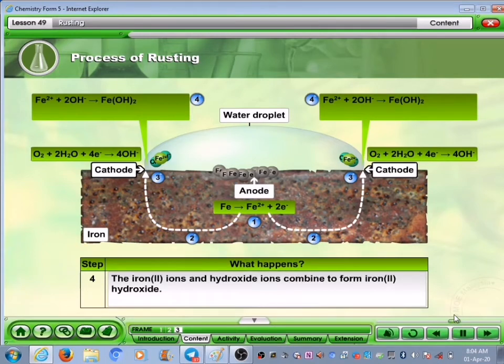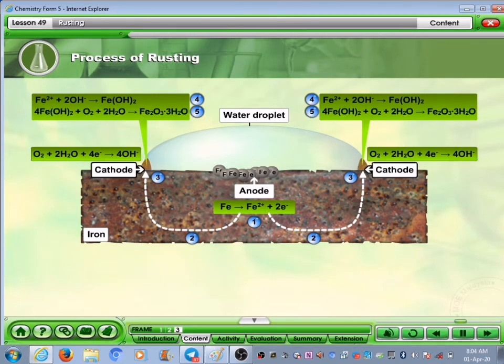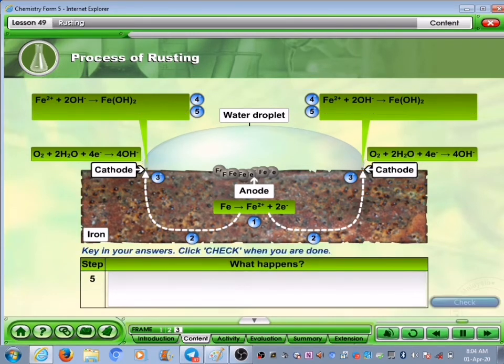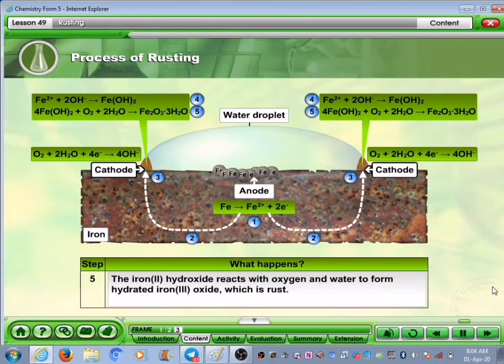The iron 2 ions and hydroxide ions combine to form iron 2 hydroxide. Iron 2 hydroxide reacts with oxygen and water to form hydrated iron 3 oxide, which is rust.